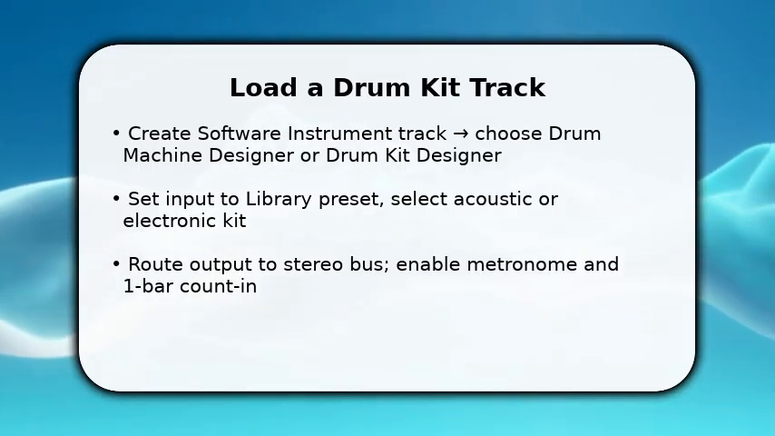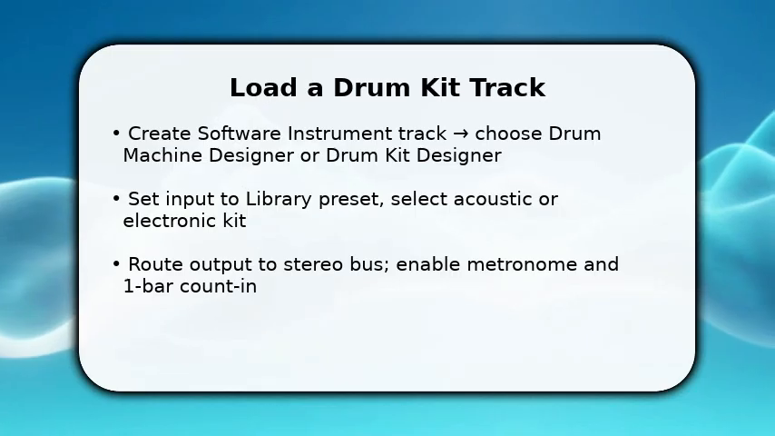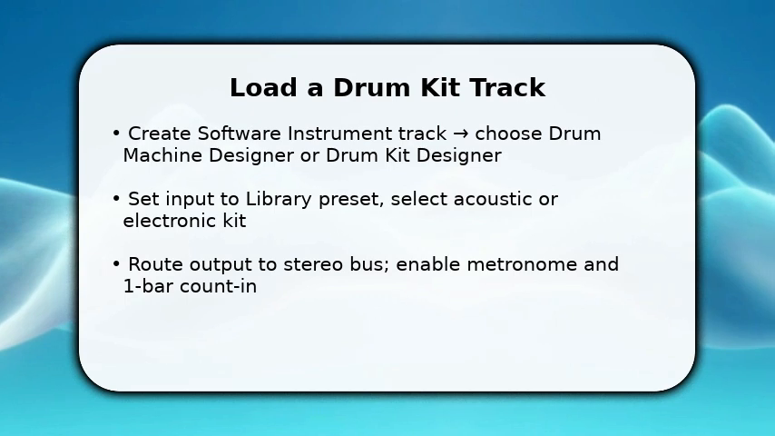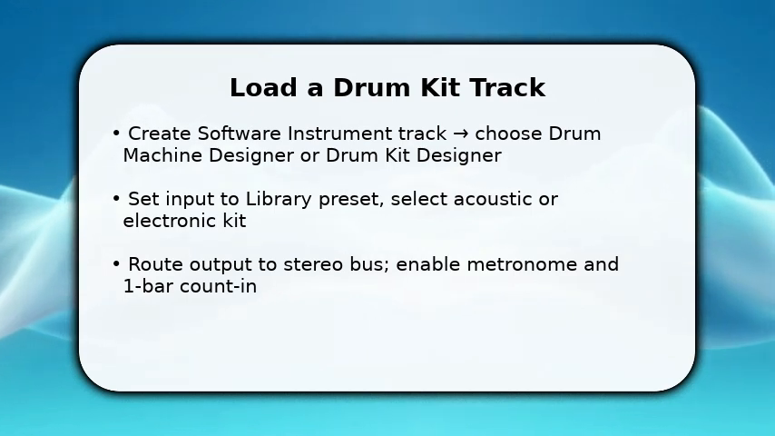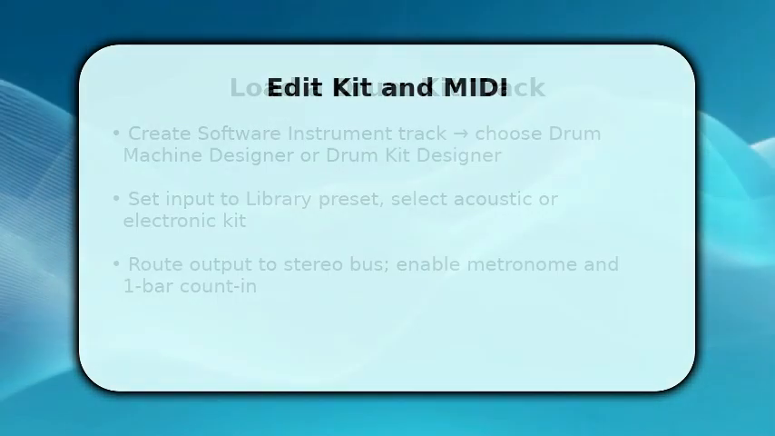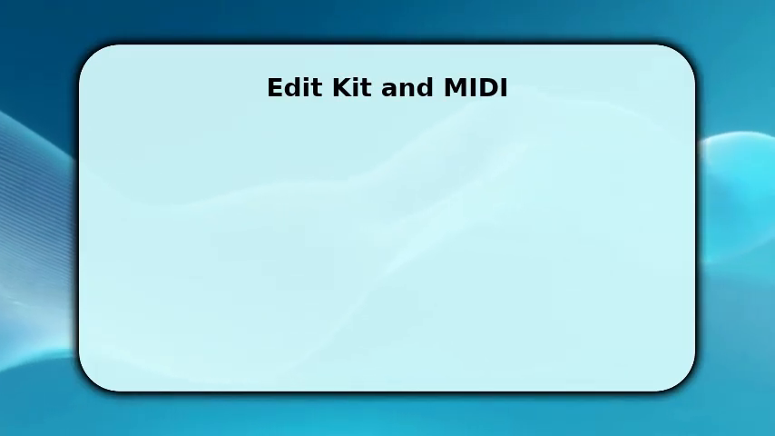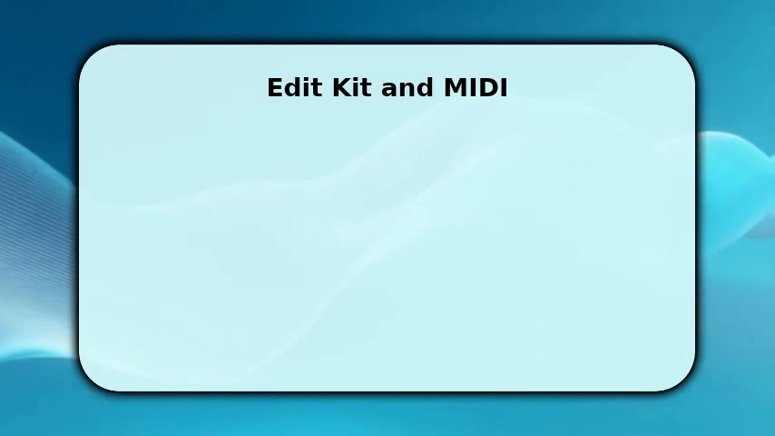Next, route the track to a stereo bus and enable the metronome with a 1-bar count-in so you can record tightly. This prevents timing drift and simplifies later editing. Now refine the sound by swapping individual kit cells and adjusting round-robin or velocity layers. This is why you chose Drum Machine Designer, so you can sculpt each piece.